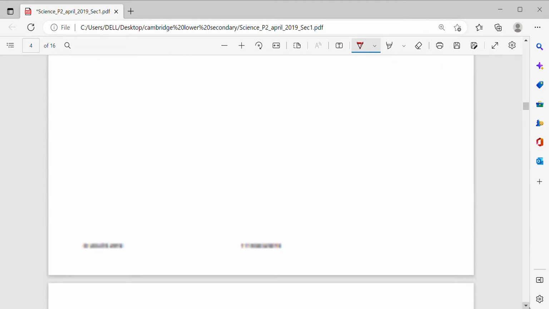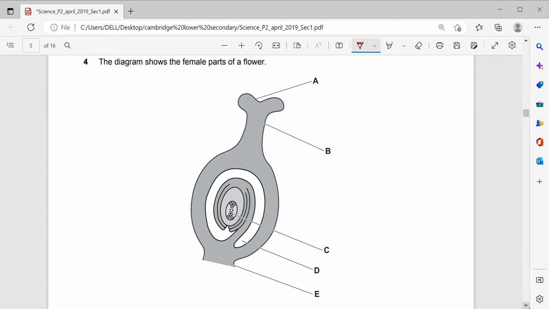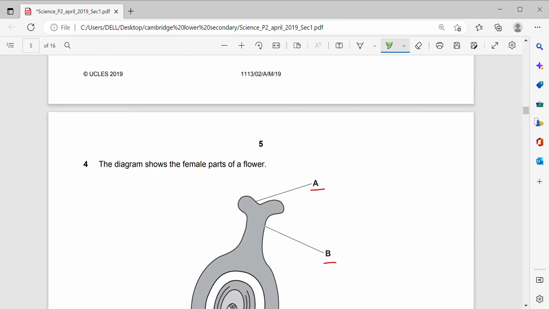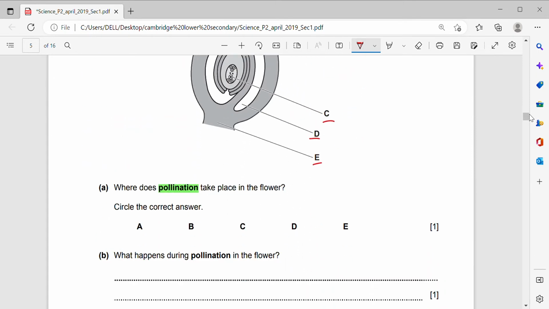Great. Next question. The diagram shows the female parts of a flower, and I have different letters for different parts here. Question 1. Where does pollination take place in the flower? Pollination actually happens at the stigma. Where is the stigma? The answer is A.